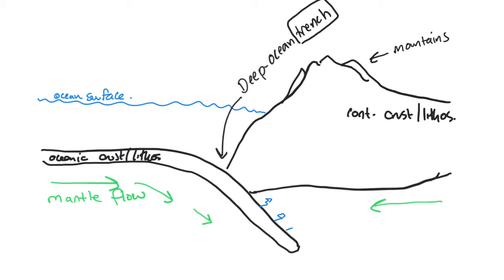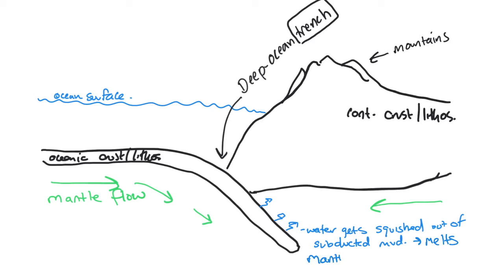So I'm going to draw a little blue arrow here to represent water that is getting squished out of the subducted mud. And it turns out that when you add water at really high temperatures and pressures, like what we have in the mantle here, that water gets into the crystalline structure of the rocks that make up the mantle, and it starts to break those crystals apart, and it makes the mantle melt. This is not normally a way that we think of rocks melting, but think of it as adding something to the mantle rocks, which is going to lower their melting temperature. It makes them melt more easily. So this process actually melts the mantle rocks.